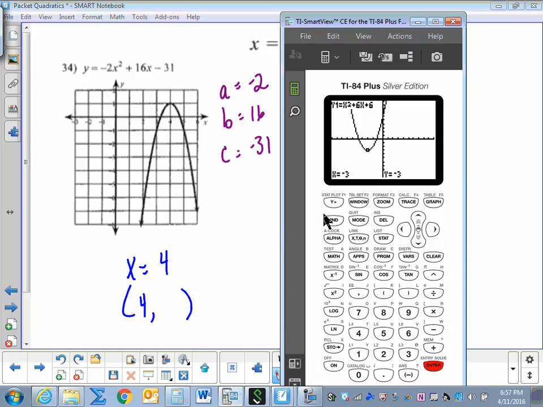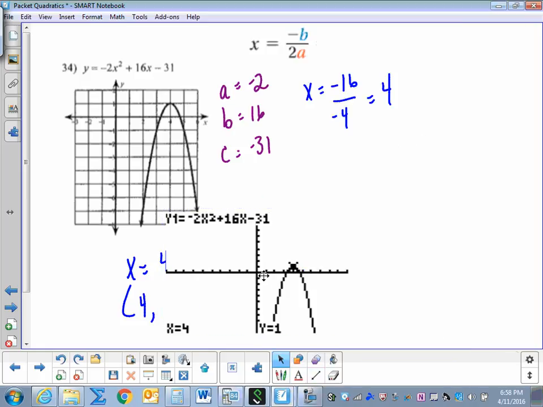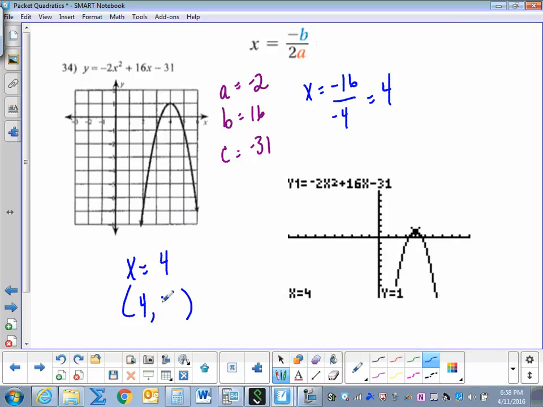So let's go to the graphing calculator. Clear. Negative 2x squared plus 16x minus 31. I hit trace and type in 4 for x, and my y value is 1. So I can verify that on the graph here: 4, 1 is my vertex, and x equals 4 is my line of symmetry.